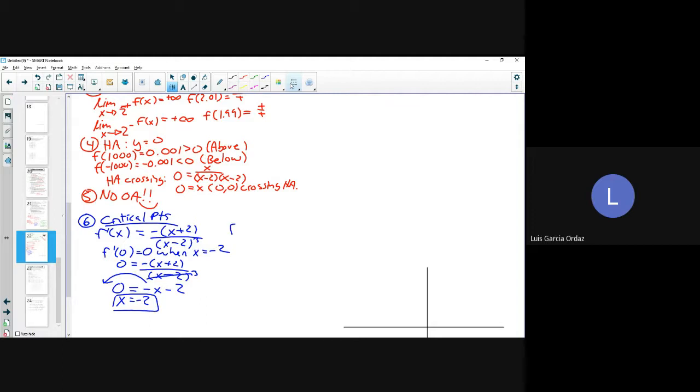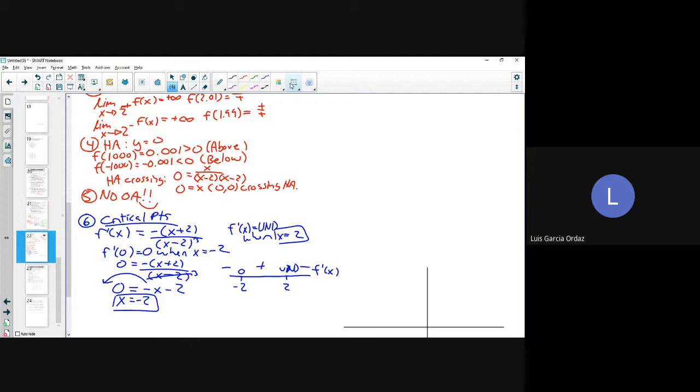And I also know that my derivative is undefined when my denominator is 0, when x is equal to 2. So now I can draw my little sign chart. So we have a -2, which gives me 0, and I have a 2, which gives me undefined, because that is where my vertical asymptote is. So if I sub in a number that's less than -2, I get an interval of decrease, then an interval of increase, and an interval of decrease.